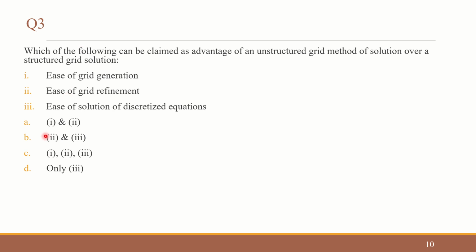If we look at it, we know that 1 and 2 are right, which is given in option A, that is 1 and 2. Which of the following can be claimed as an advantage of an unstructured grid method of solution over a structured grid solution? So the answer is option A, that is 1 and 2, ease of grid generation and ease of grid refinement. So answer is option A, 1 and 2.